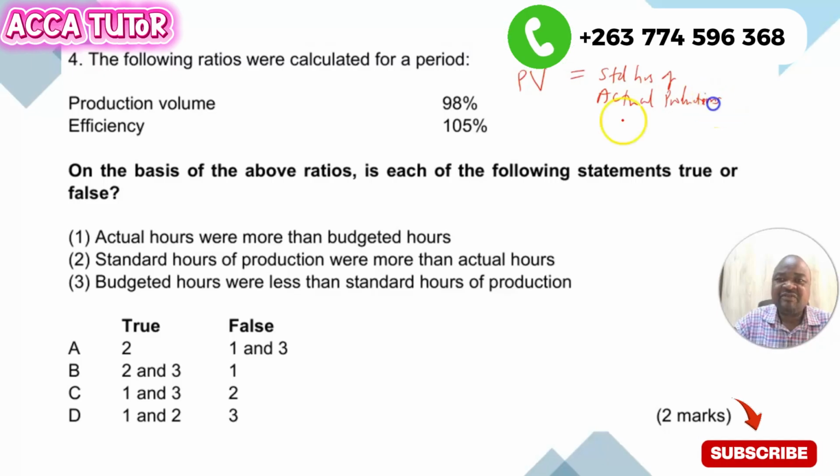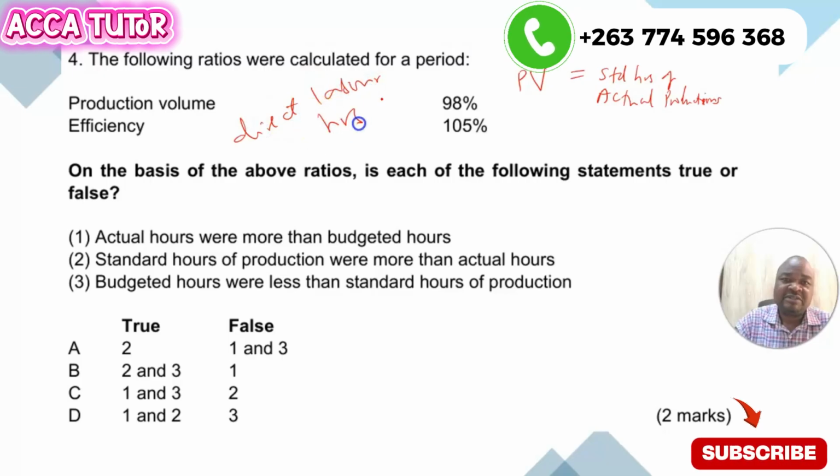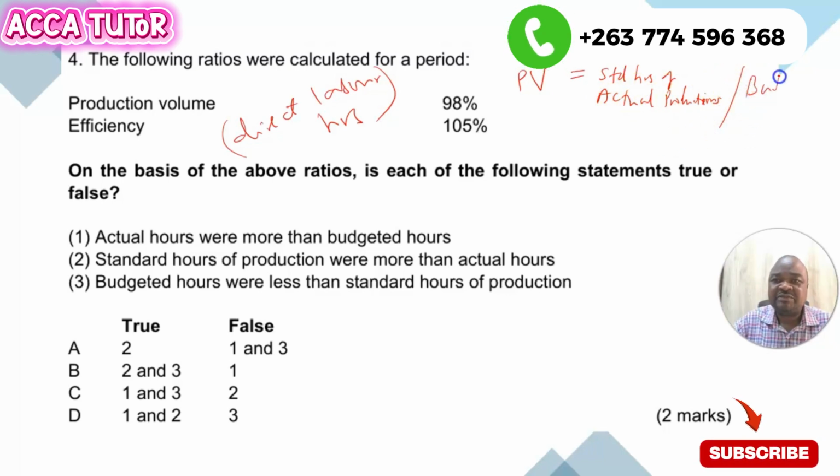Remember, these ratios are all production hours ratios, or production efficiency ratios, or production performance ratios. So they are related to direct labor hours. This is why we are using hours, not units, but hours. All right, please get that in mind. So that's standard hours of actual production divided by the budgeted hours.